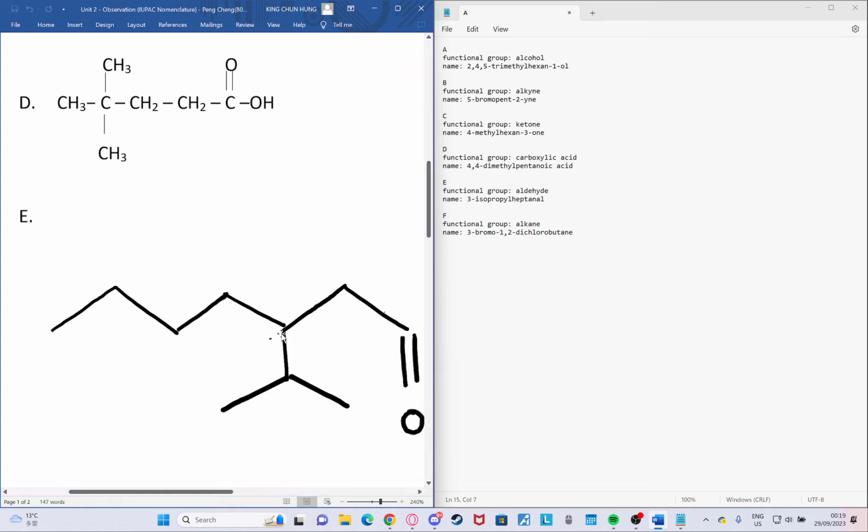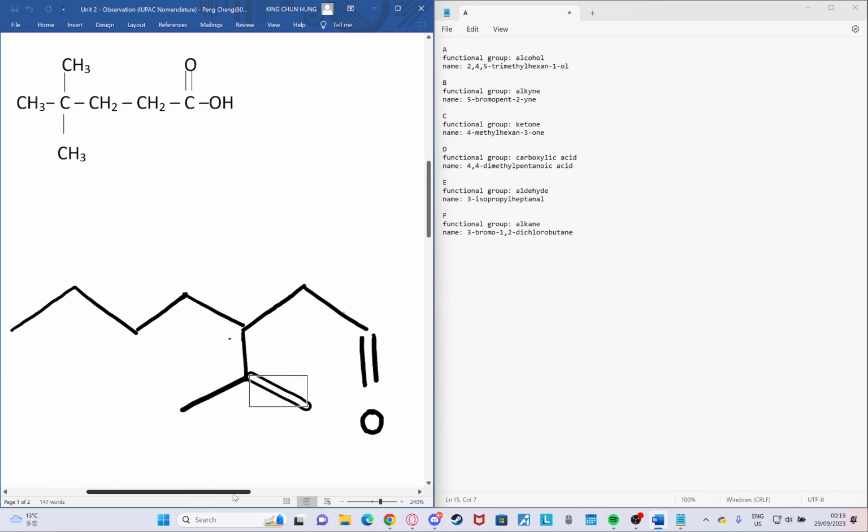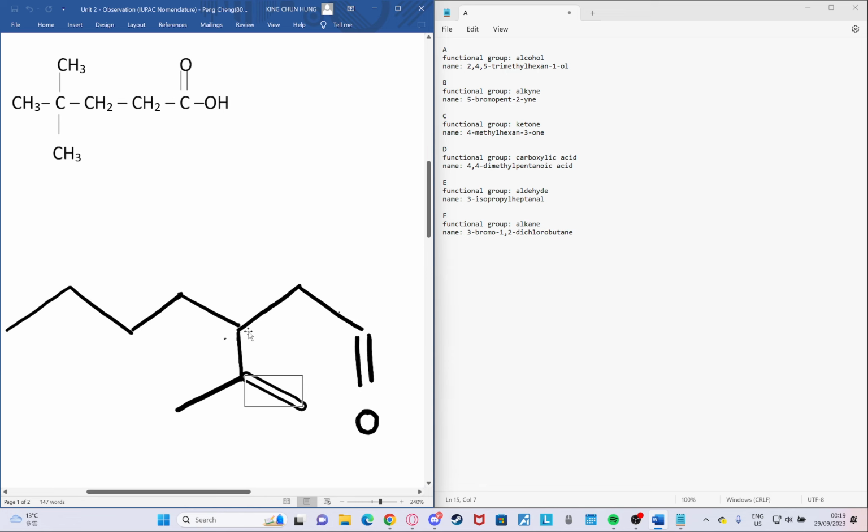And now the only substituent in this molecule is an isopropyl, which is basically this thing, and it is bonded to the third carbon in this molecule. We start from the right because the alcohol is on the right and it's the first one, so it's 1, 2, 3, and the isopropyl is bonded to the third carbon, and therefore its name is 3-isopropylheptanol.